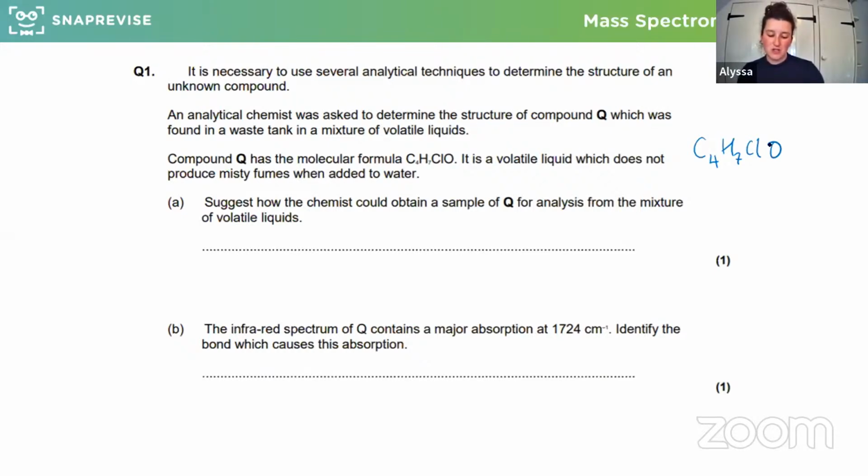Suggest how a chemist could obtain a sample of Q for analysis from the mixture of volatile liquids. And then identify the bond that causes the major absorption at that peak. Before we answer those questions, I'm just going to ask, why is it included that it does not produce misty fumes when added to water? What is that telling us? Or what can we get from that as a piece of information in our exam question? Does anyone know?